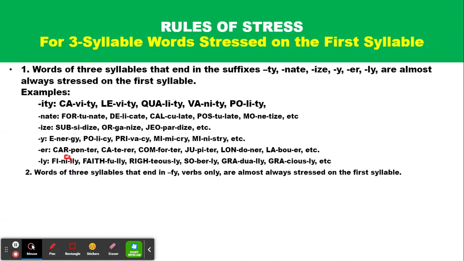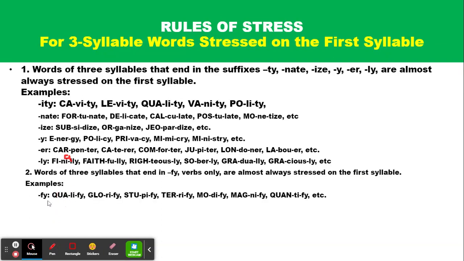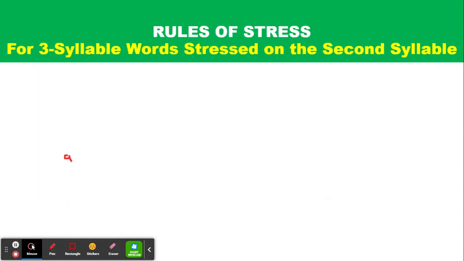The second rule states that words of three syllables that end in fy, verbs only, this applies to verbs, are almost always stressed on the first syllable. Let's look at examples. Words ending in the suffix fy, such as qualify, glorify, stupefy, terrify, modify, magnify, and quantify. So those are the rules of stress for three-syllable words stressed on the first syllable.